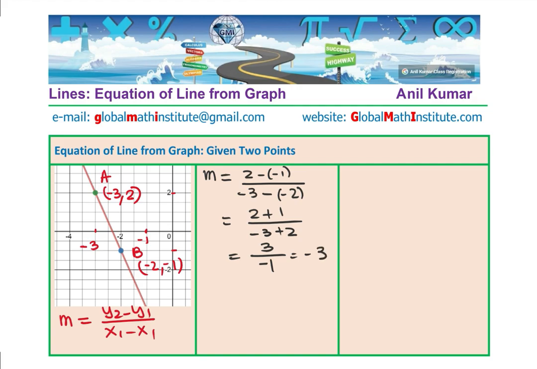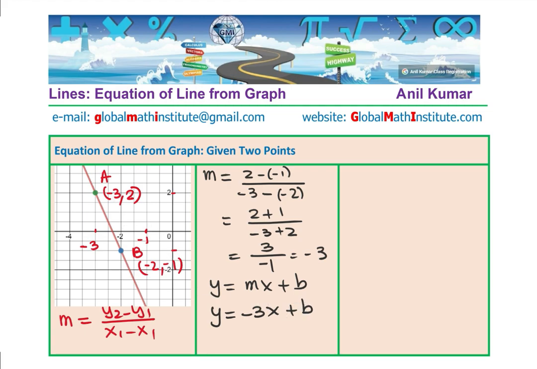Make sense? Line is going downwards, so you should have expected negative slope, which is the case in this, right? Perfect. So we can now write down the equation as y equals to mx plus b, where m is minus 3. So it becomes y equals to minus 3x plus b. So are these steps clear to you? Perfect. Last thing to find is the value of b.